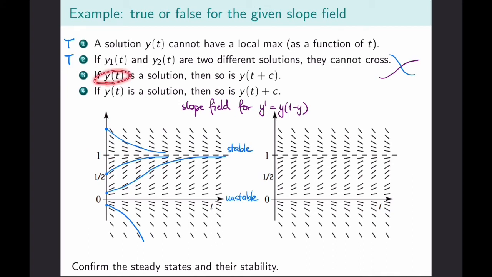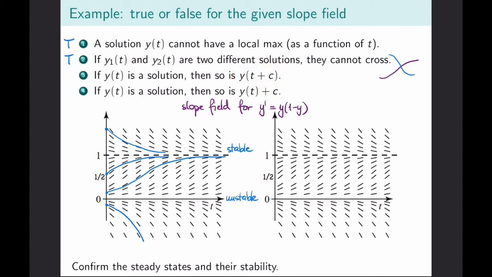If y of t is a solution, then so is y of t plus c. You have to remember what this corresponds to in terms of function transformations. Adding the c in the middle, to the argument, or outside, will produce two different function transformations. Outside produces a vertical shift, inside produces a horizontal shift. In this case, we're not told whether c is positive or negative, so I have to think about horizontal and vertical shift in general. Let's think about horizontal shift first, so this guy right here.